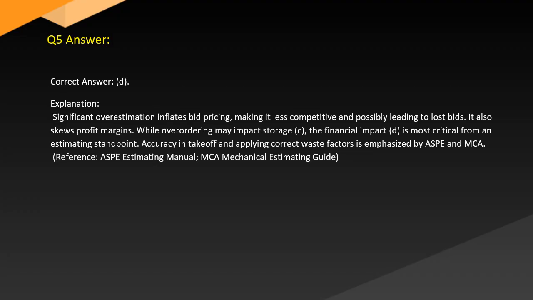Answer. Correct answer: D. Explanation. Significant overestimation inflates bid pricing, making it less competitive and possibly leading to lost bids. It also skews profit margins, while overordering may impact storage, C. The financial impact, D, is most critical from an estimating standpoint. Accuracy in takeoff and applying correct waste factors is emphasized by ASHRAE, MK reference, ASPE Estimating Manual, and MCA Mechanical Estimating Guide.